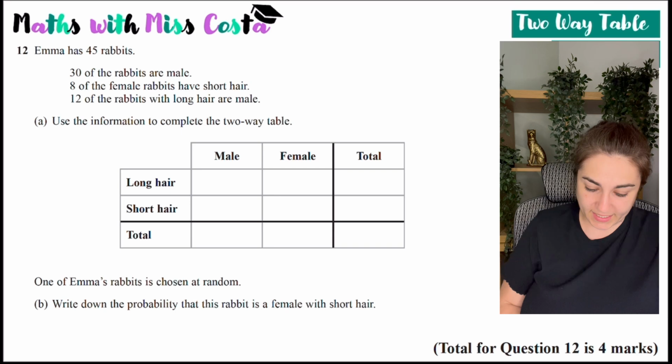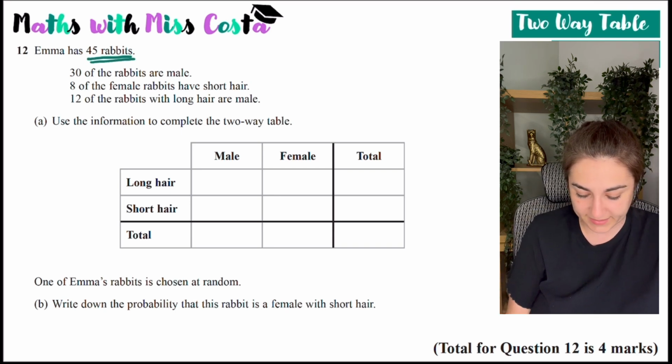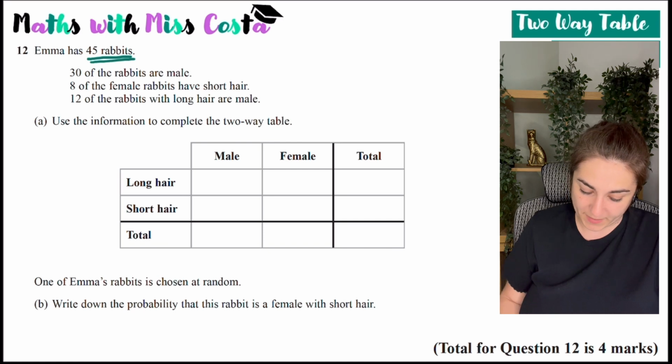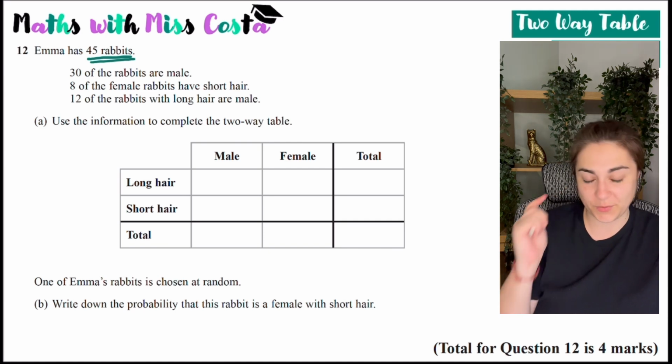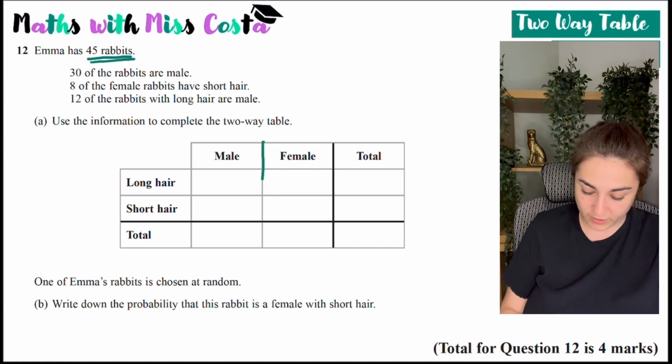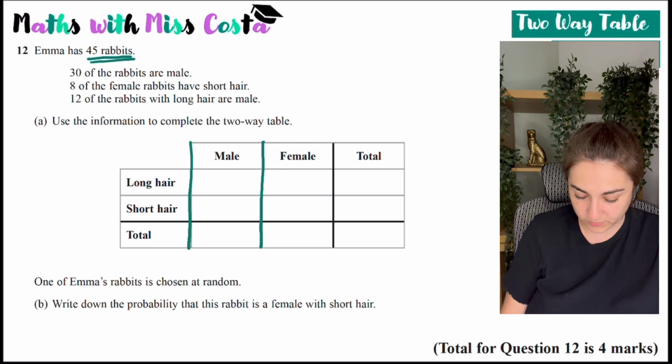Next, I've got a question about Emma. She has 45 rabbits. 30 of the rabbits are male. Okay, so this is how a two-way table works. You've got your columns. So this is your column for male. And you know that 30 of the rabbits are male. So in total, I know that 30 of these rabbits are male.